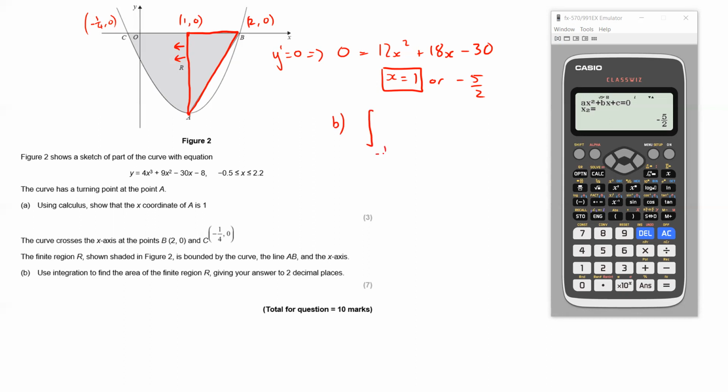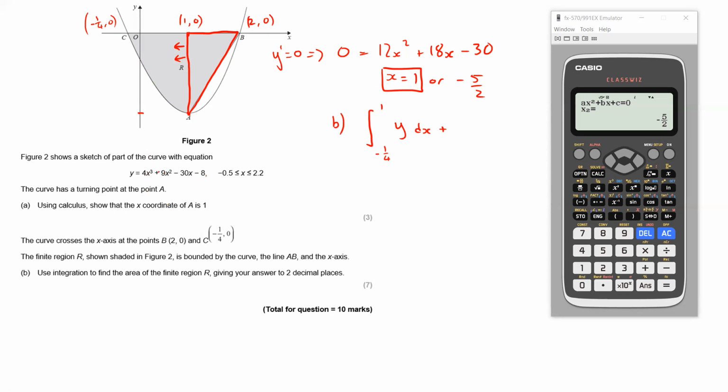which is minus a quarter, up to A, which is 1, of y. And then I'm going to add to that this triangle. Now, I don't know the height of it yet, so I'm going to work that out now. But I can easily find that by putting 1 into here. So obviously, if I put 1 into this equation, I'll find out what value that is.